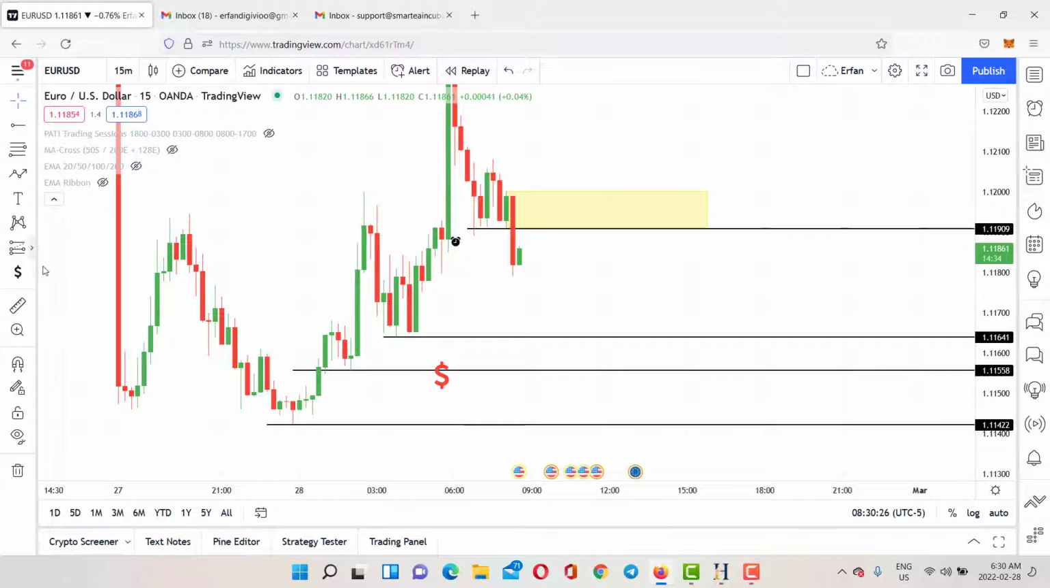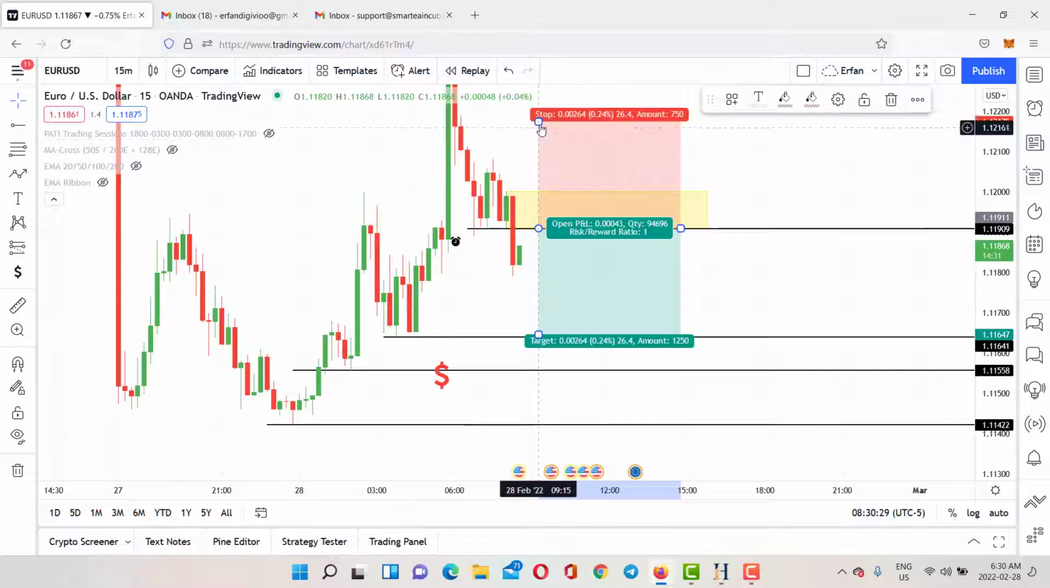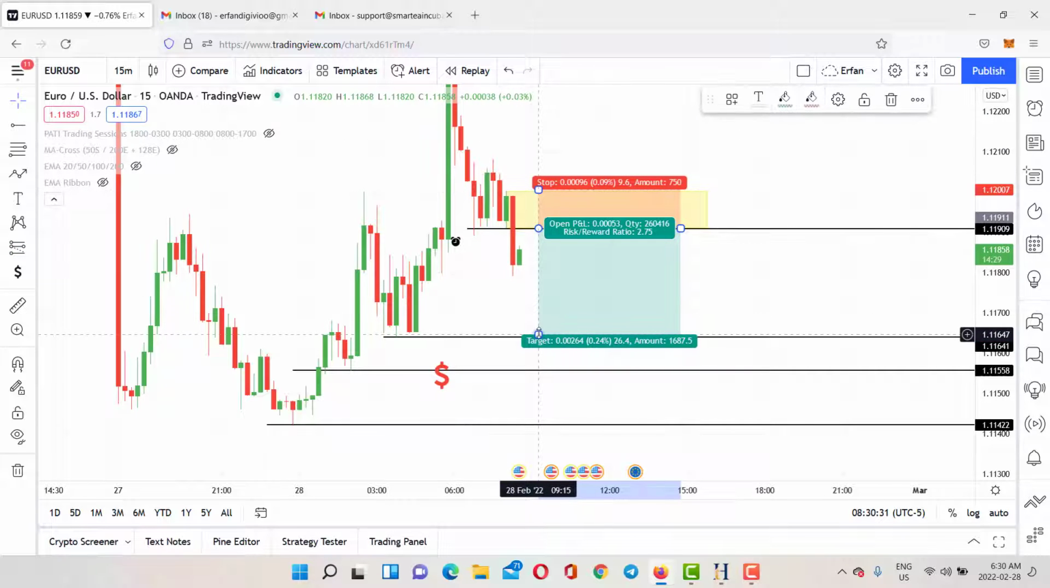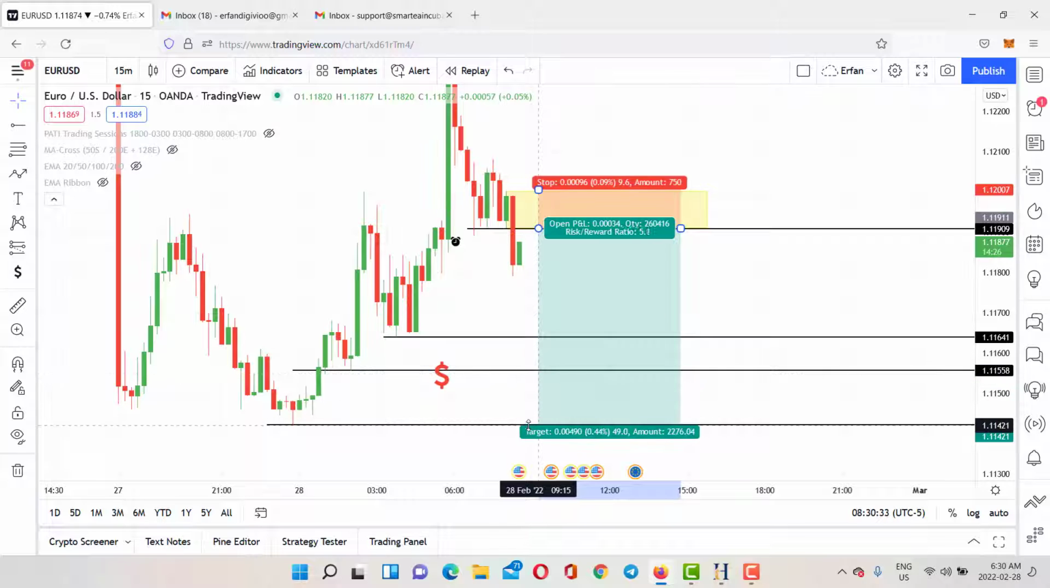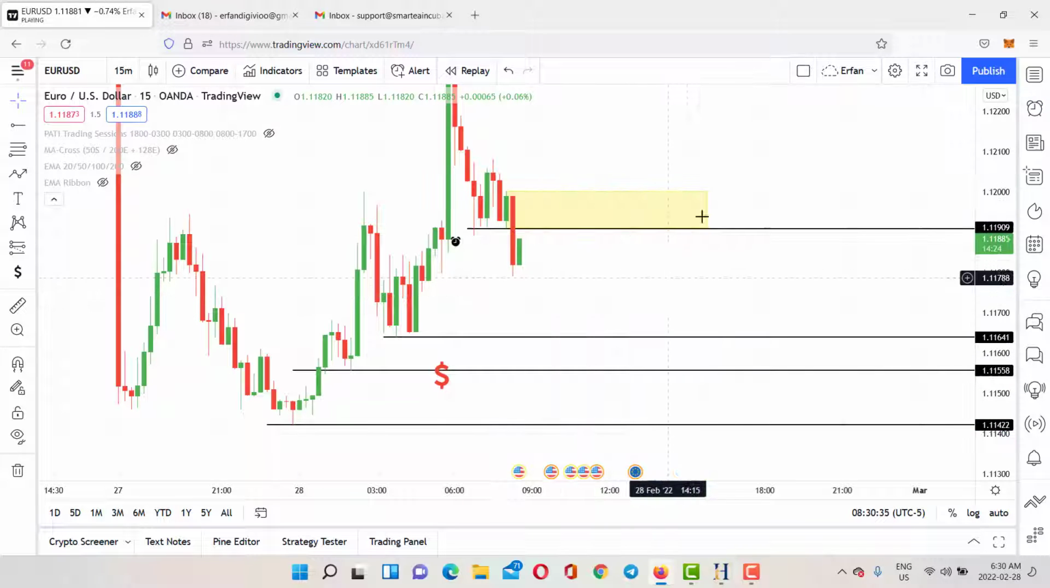So what I'm saying is that if I want to take a short trade here, I'm going to close the first one here and the second one somewhere around here, probably the third one here. Okay, so this is what I'm going to do.